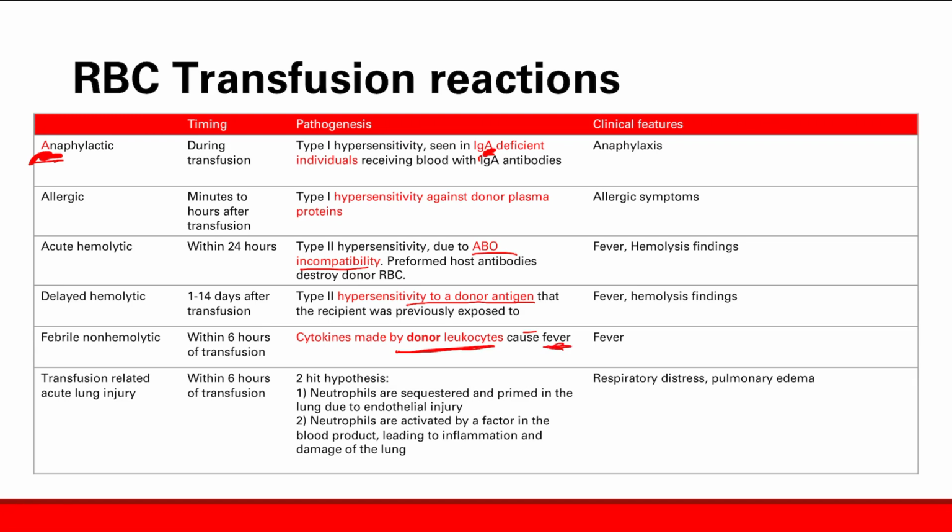And then finally, transfusion-related acute lung injury from that two-hit hypothesis, endothelial injury with neutrophil sequestration, and then activation by a factor in the blood product. You get damage to the lungs, you get respiratory distress, pulmonary edema. So that's it for red blood cell transfusion reactions and why we do different transfusions.